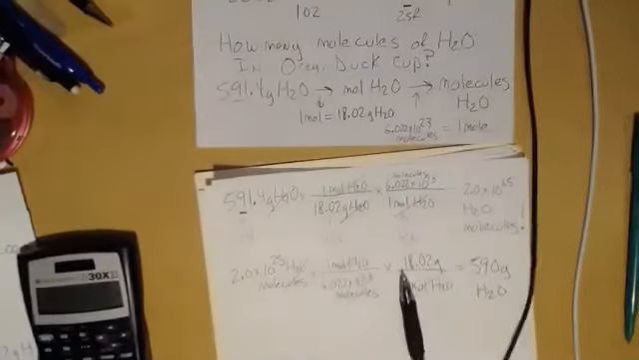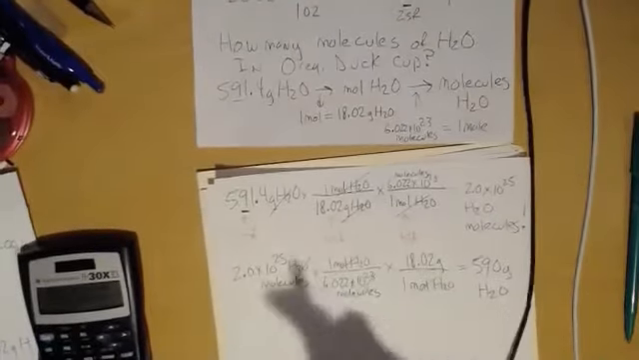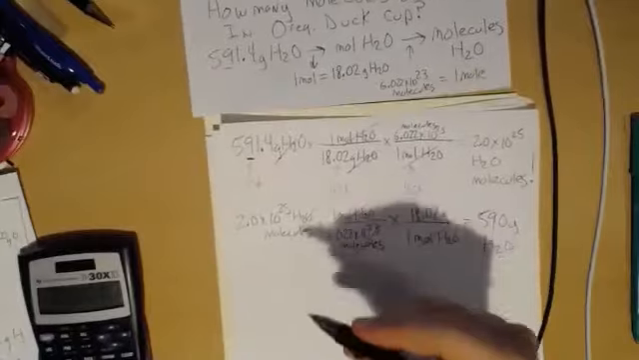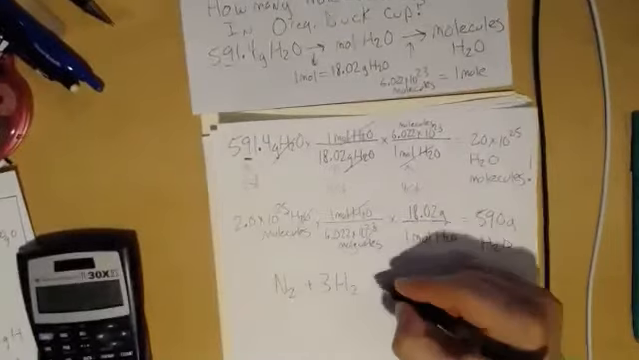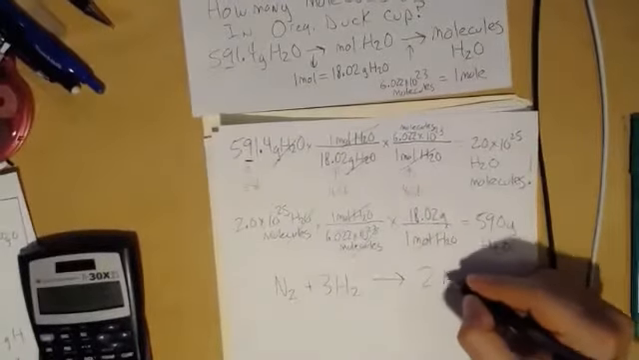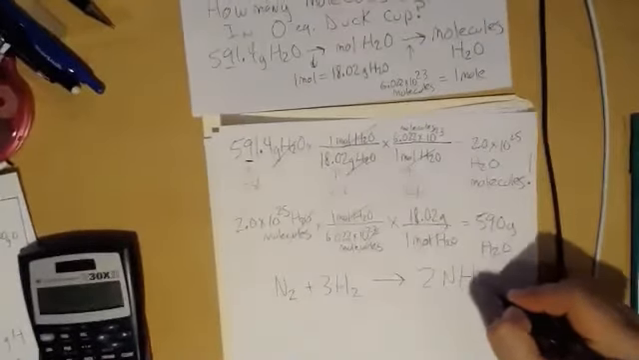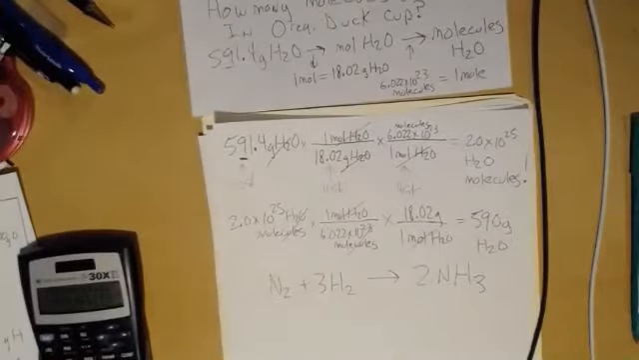What about quantities in a chemical reaction? Let me talk about the Haber process. It's my favorite. Nitrogen plus 3 hydrogen goes to 2 ammonia. This chemical reaction changed the entire world dramatically.